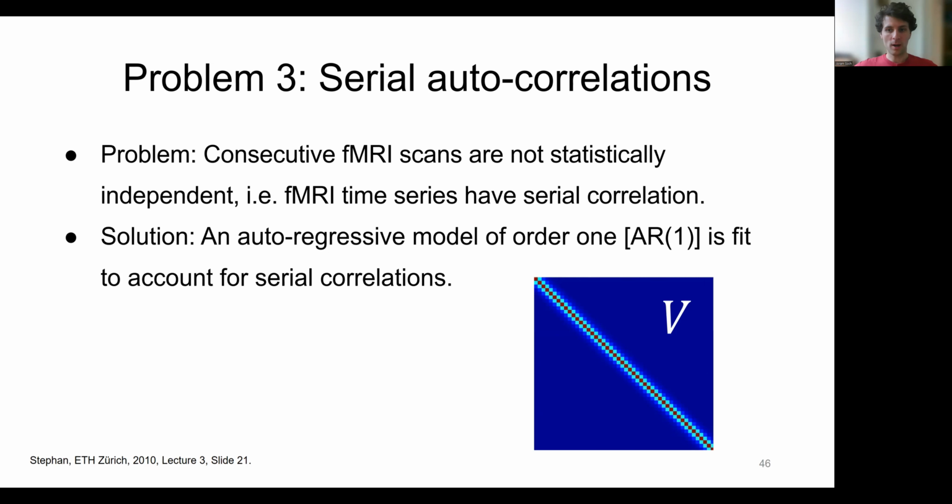Next problem, serial autocorrelations. In fMRI, consecutively measured scans are not statistically independent, which means that the assumptions which we made earlier about independent and identically distributed errors is violated. And fMRI time series have some serial correlations. That is, adjacent scans tend to be correlated to each other. This is in part due to physiological properties and in part due to the hemodynamic response, which is rather slow. The solution here will be to fit an autoregressive model of order 1, which is also called an AR1 model, to the measured signals in order to account for serial autocorrelations.